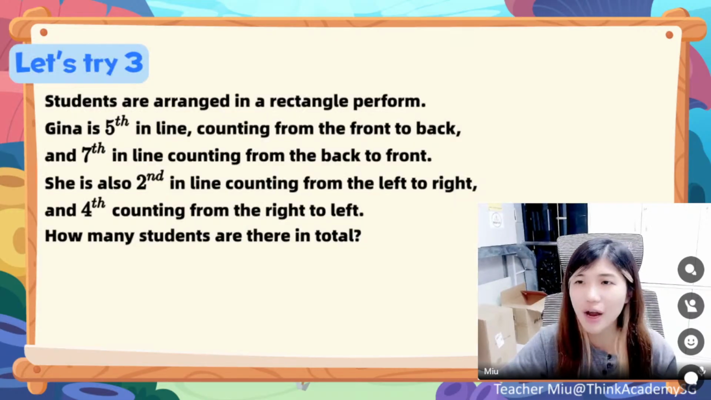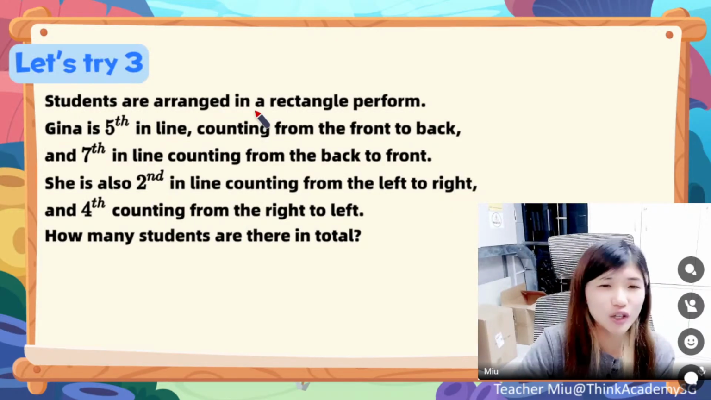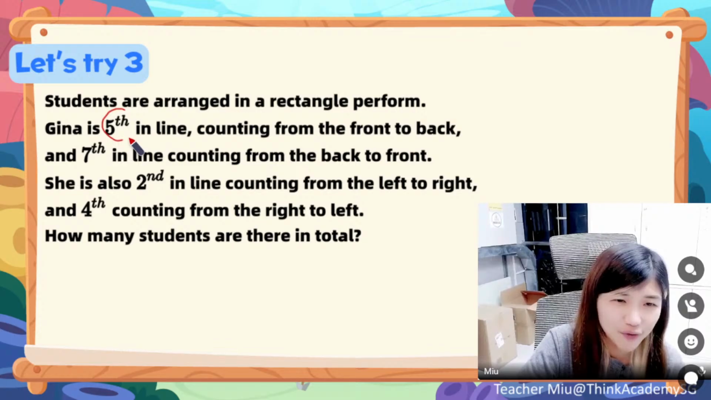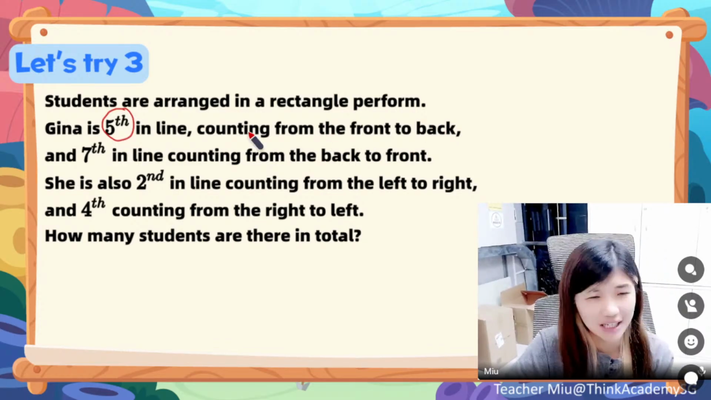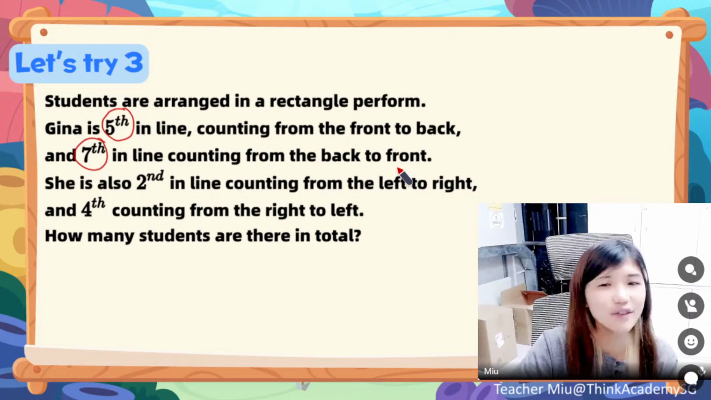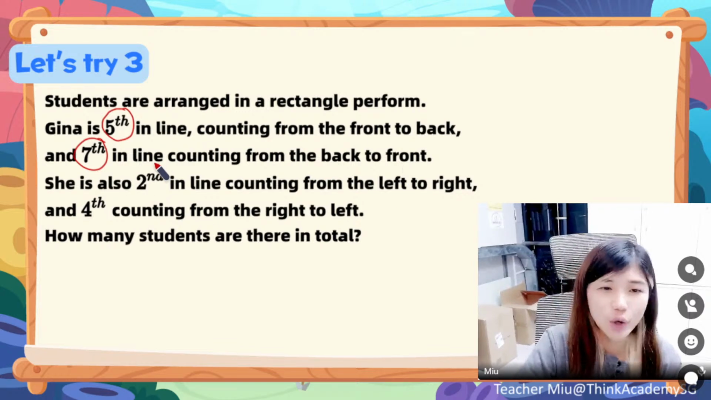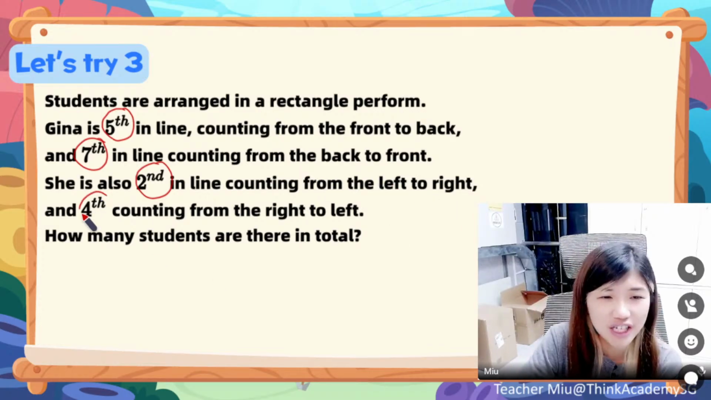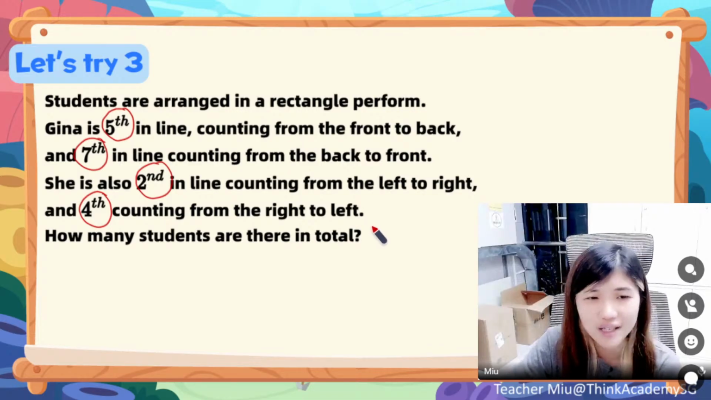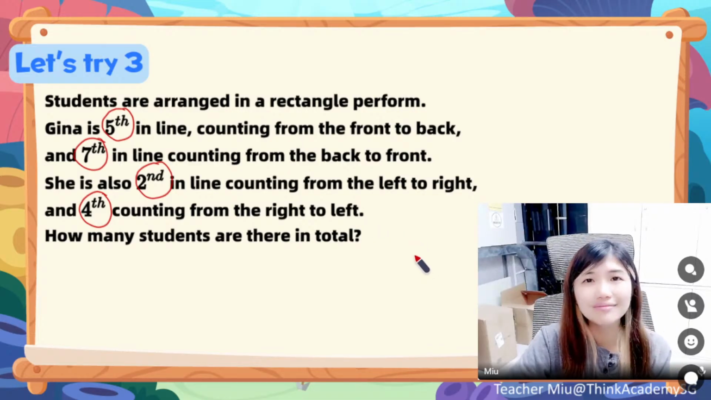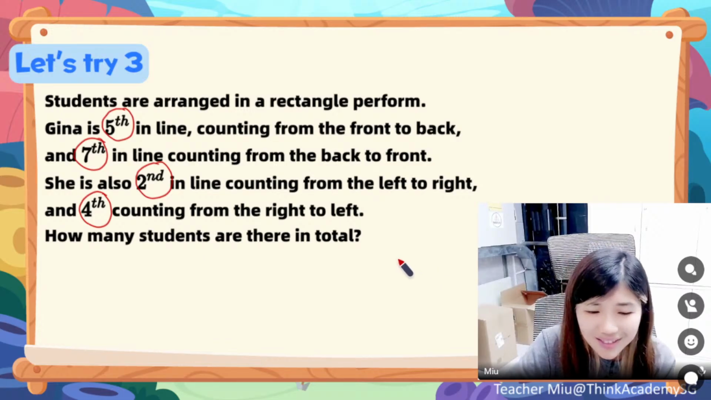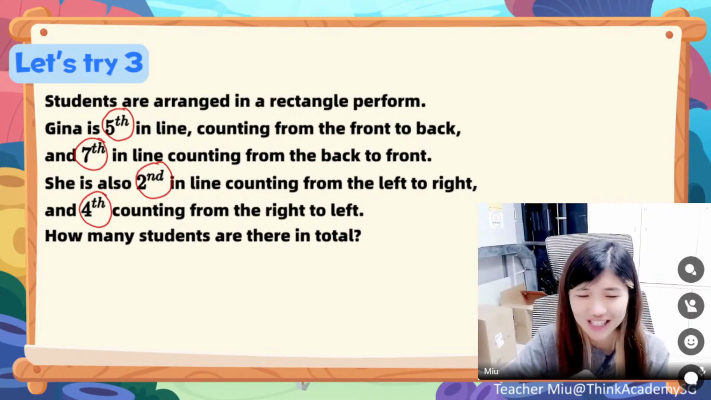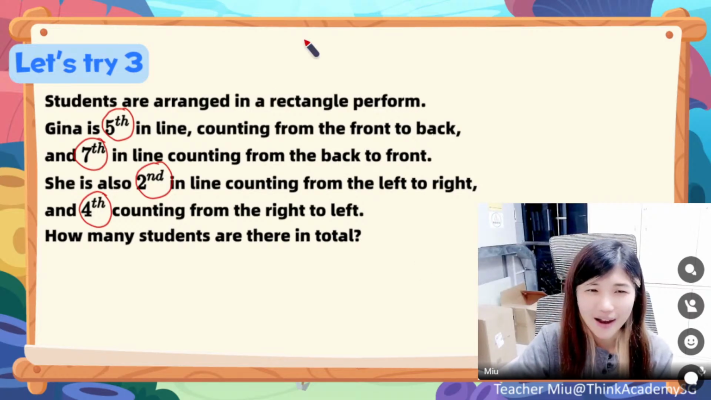So let's try one, which says students are arranged in a rectangle to perform. All right, and then Jima is the fifth in the line, counting from the front to the back, the seventh in the line, counting from the back to the front. She is also the second in line, counting from the left to the right, and the fourth, counting from the right to the left. How many students are there in total? What does it mean? Good question. After class, I will go to you. But what about this one? How do we do so?